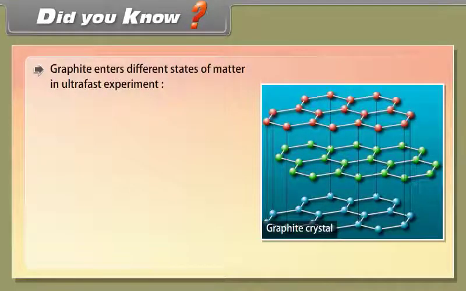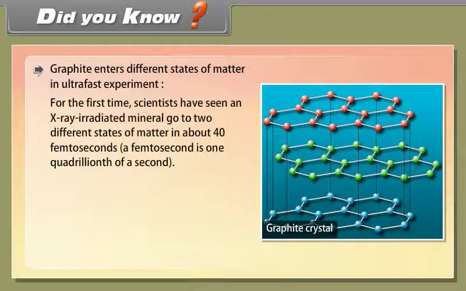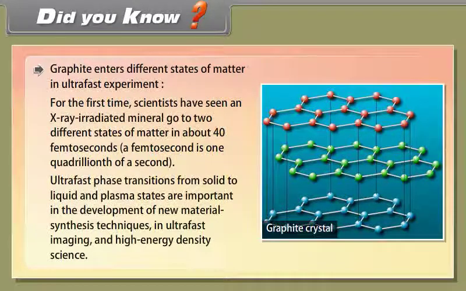Did you know? Graphite enters different states of matter in ultra-fast experiment. For the first time, scientists have seen an X-ray irradiated mineral go to two different states of matter in about 40 femtoseconds. A femtosecond is 1/400th of a second. Ultra-fast phase transitions from solid to liquid and plasma states are important in the development of new material synthesis techniques, ultra-fast imaging and high energy density science.